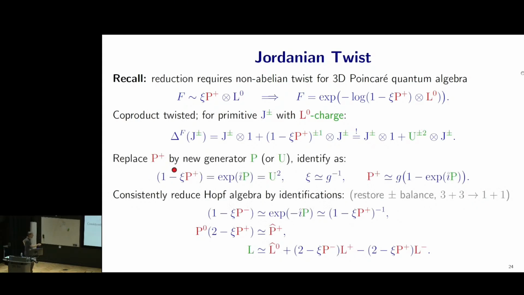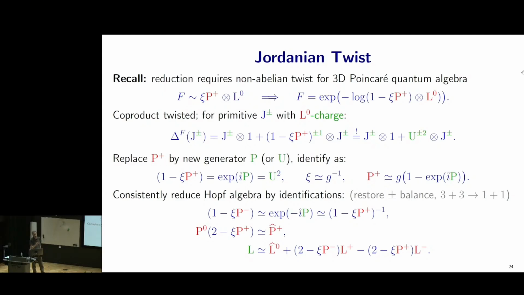So if you identify 1 minus psi p plus with e to the ip, where p is this magnon momentum generator, then this form of the coproduct is what was actually found for the coproduct in the AdS/CFT context. This twist parameter has to be 1 over the coupling, and then you do get for p plus exactly the form that I started with. But so far, I've just replaced p plus by a different name for this generator. And something like p minus would be very different now.